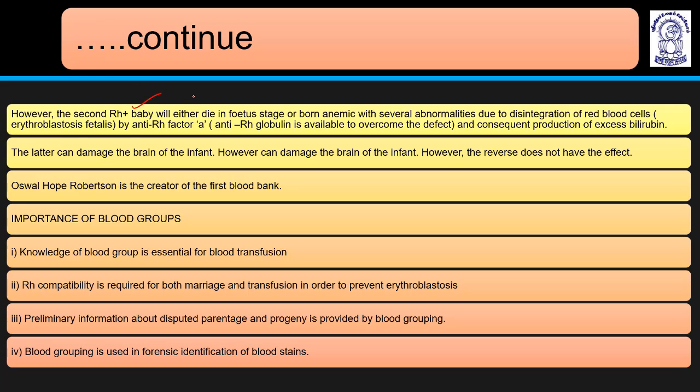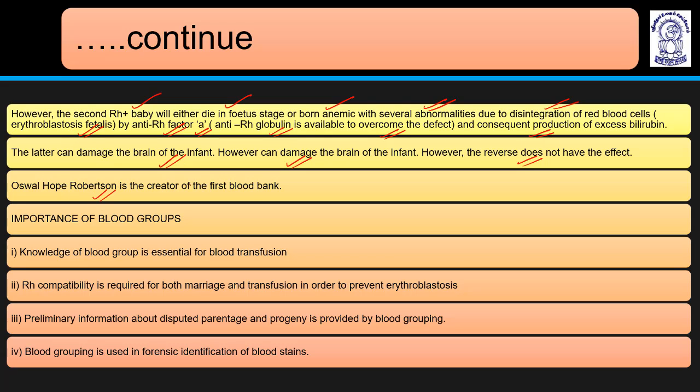The second Rh positive baby will either die in the fetus stage or be born anemic with several abnormalities due to disintegration of red blood cells, erythroblastosis fetalis, by anti-Rh factor small a. Anti-Rh globulin is available to overcome that effect and the consequent production of excess bilirubin. The latter can damage the brain of the infant. However, the reverse does not have the effect.